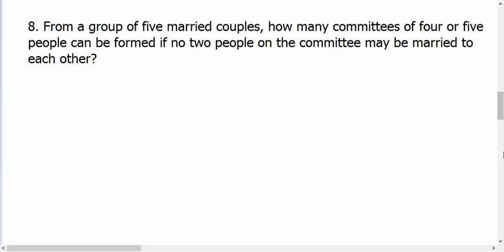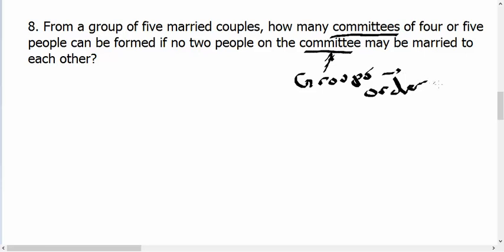committees. Here we're dealing with committees. Committees, once again, committees. So that means groups, which means the order does not matter. And here we're choosing 4 or 5 people, right? So let's think about what that means.